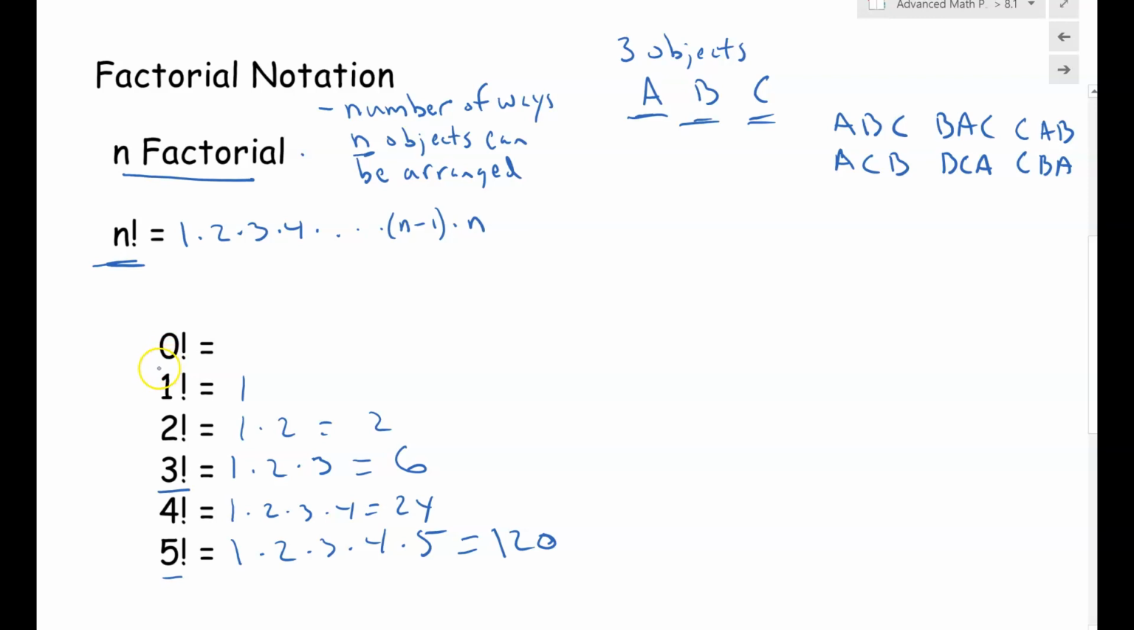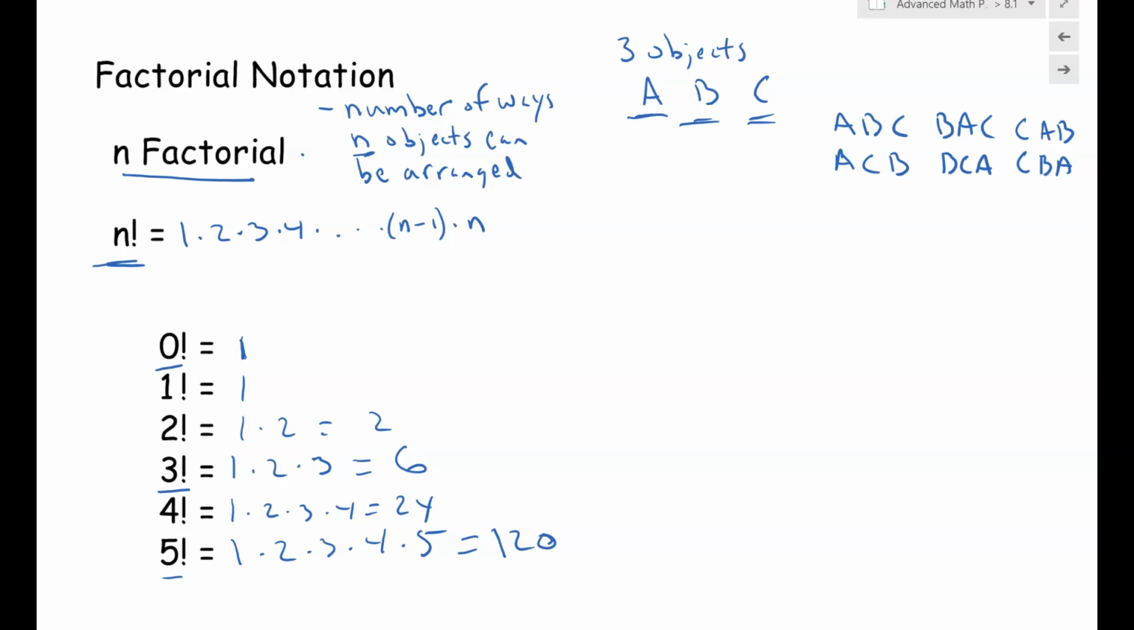Now, here's the crazy one: 0 factorial. How do we do that? At first glance, you'd think you can't. But we can. The answer is going to be 1, by definition. If you don't like that, just remember that 0 factorial is 1. It's important that we have that. It's like a placeholder, in a sense. It's kind of similar to powers, where something to the 0 power is 1.